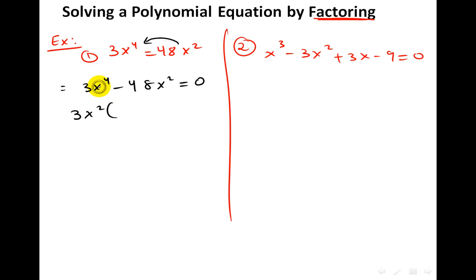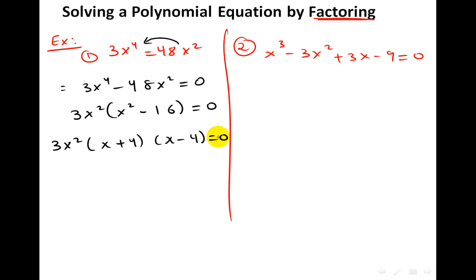So what will be left here? Only x squared minus x squared is taken here, so from the 48 you'll be left with 16 equals 0. Now this one can be further factorized because it's a difference between two squares. It will be x plus 4 and x minus 4 equals 0. Now we'll start solving by either 3x squared equals 0, or x plus 4 equals 0, or again x minus 4 equals 0.